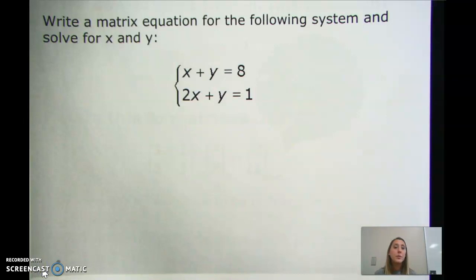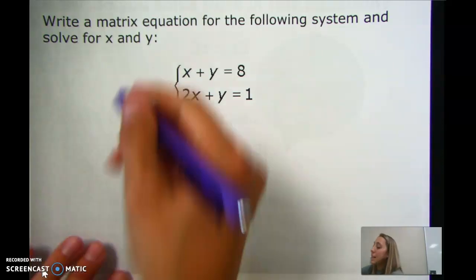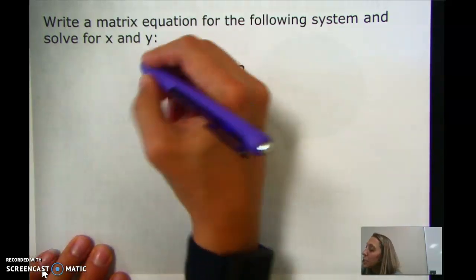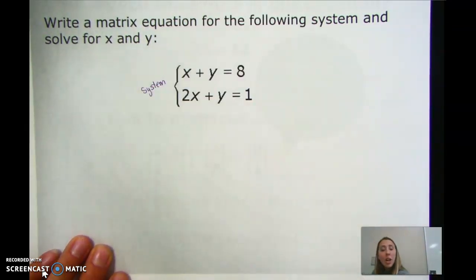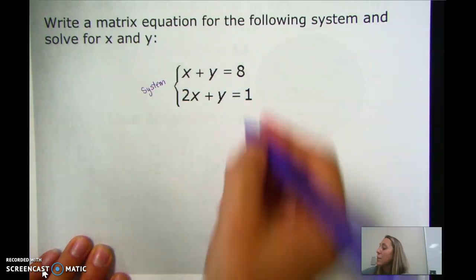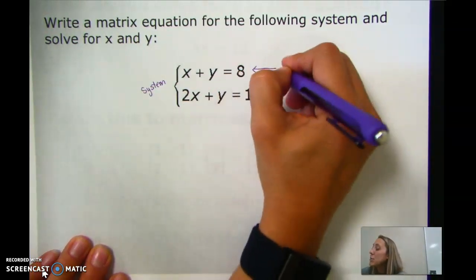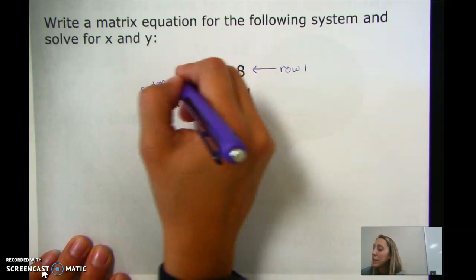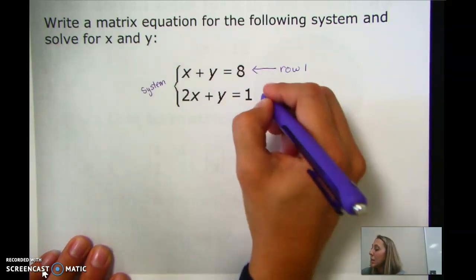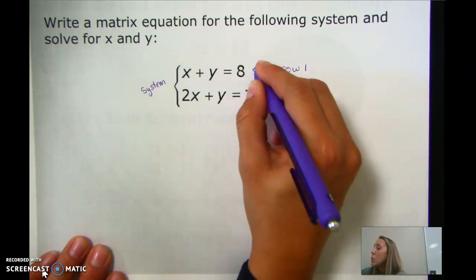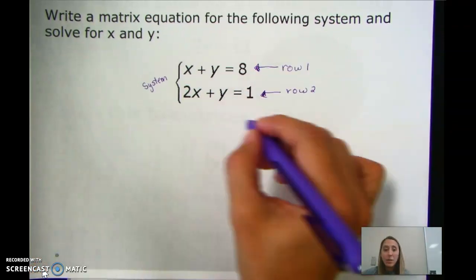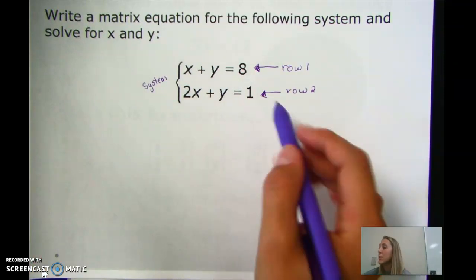So we are going to use a matrix equation for the following system and solve for x and y. The first thing that I want to make note of is that this curly bracket just means it's a system. When we're talking about matrices, I'm going to refer to the first equation as row 1. Everything in this is going to relate to row 1, and this one will be row 2.